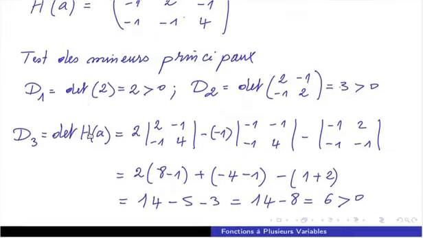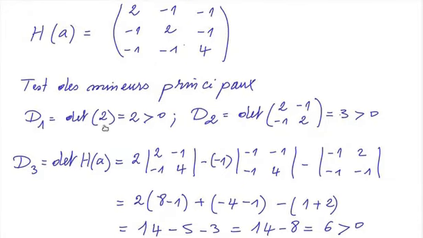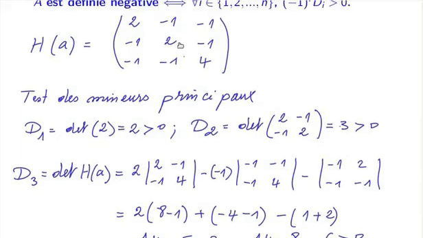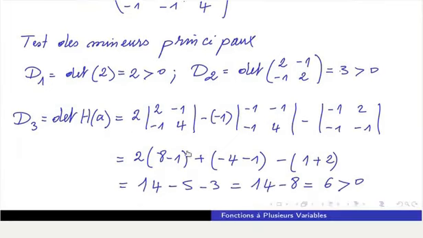It is strictly positive. D3 is the determinant of the entire matrix H, equivalent to 2 times the determinant [2, 1; 1, 4], minus 1 times the determinant [2, 1; 1, 4], and minus 1 times the determinant [2, 1; 1, 2]. This indeed gives us 2 times (8 minus 1), minus (4 minus 1), plus (2 minus 2)... so this certainly gives us 8 minus 1, 7 times 2, 14, minus 5, minus 3, or 6. It is strictly positive. So the principal minors are all strictly positive.